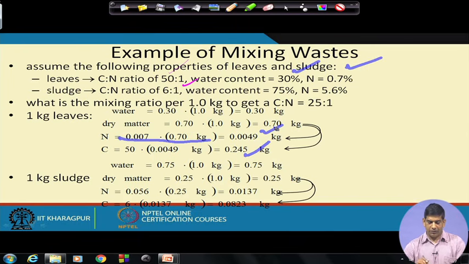Same thing for the sludge. Water is 0.75 kg, so the dry matter is 0.25. Nitrogen has been given as 5.6%. So based on that, we can calculate how much nitrogen and how much carbon.